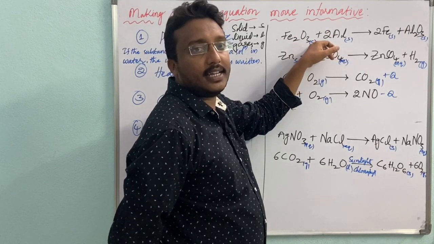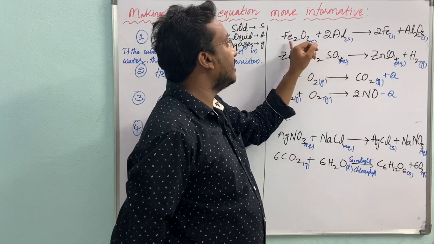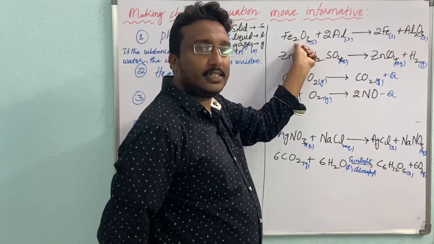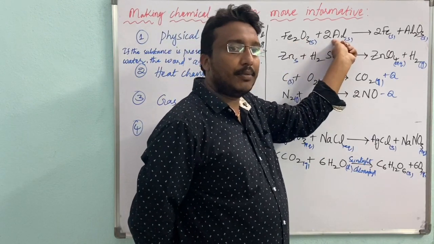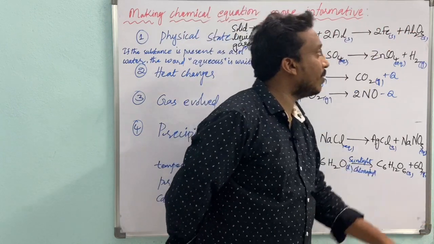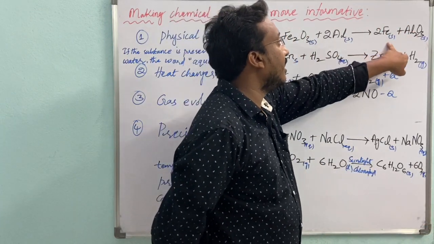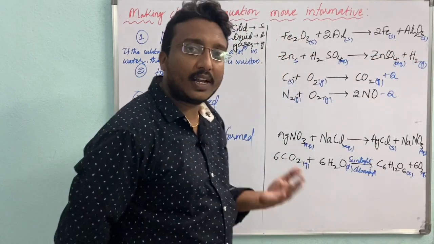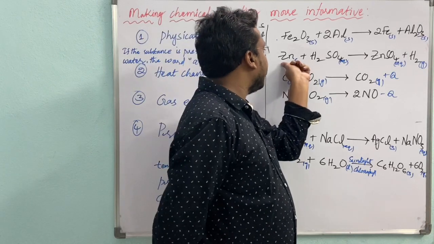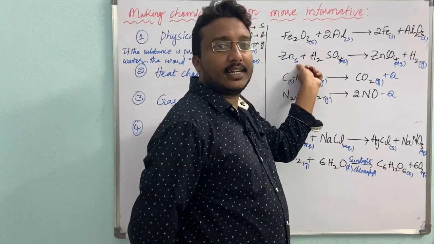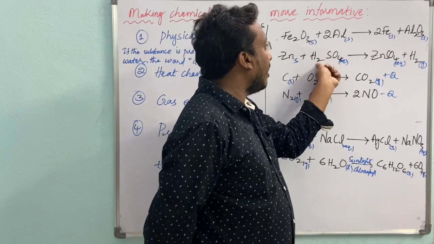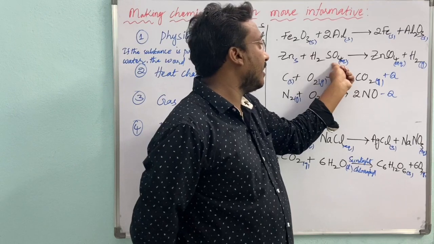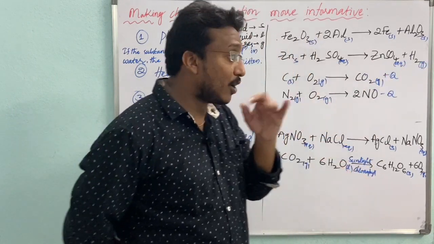Then after that, S. In the given example, this reactant is in solid state, and here aluminum is also in solid state. The product we get is also in solid state. Here the zinc is in solid state, right? And H2SO4, sulfuric acid, is here. I have written AQ, aqueous.